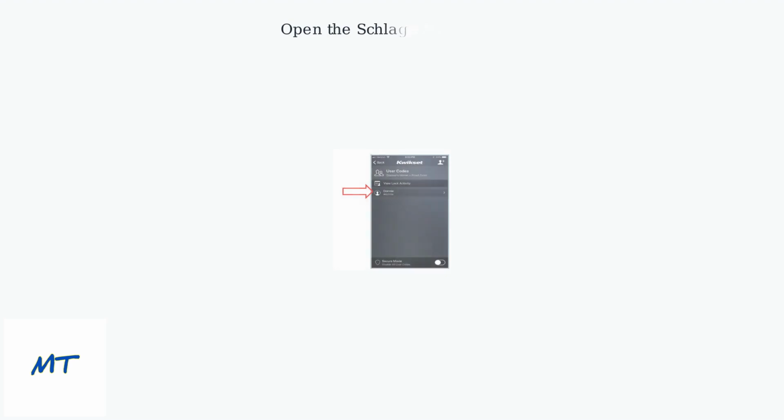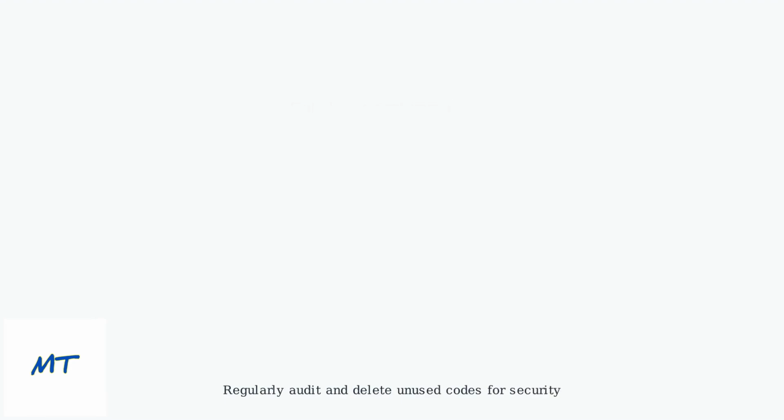To delete a user code using the Schlage Home app, first open the app and navigate to the user codes section. Tap on the specific user code you want to remove from the list. Select the Delete option that appears, then confirm your choice in the confirmation dialog. The code is immediately removed from the system and can no longer be used to access the lock. For enhanced security, regularly audit your user codes and delete any that are no longer needed. This helps prevent unauthorized access.